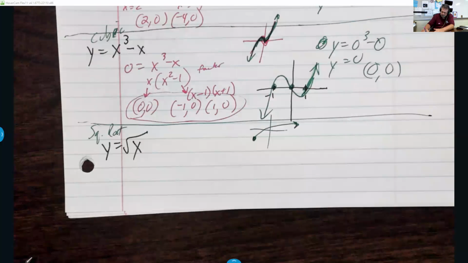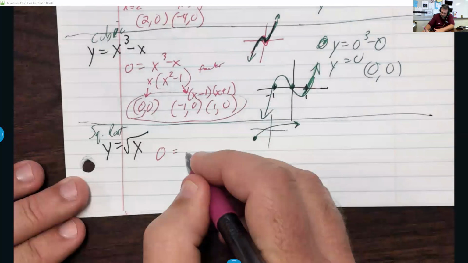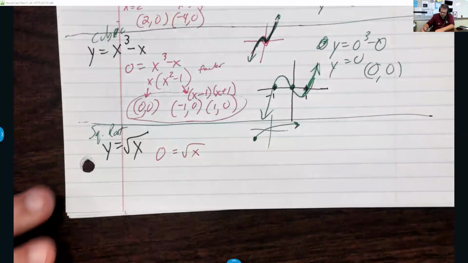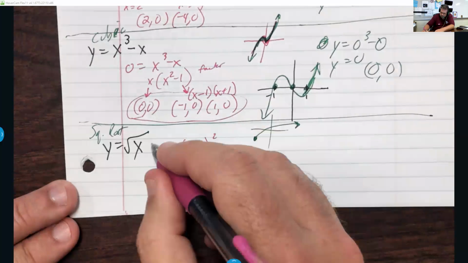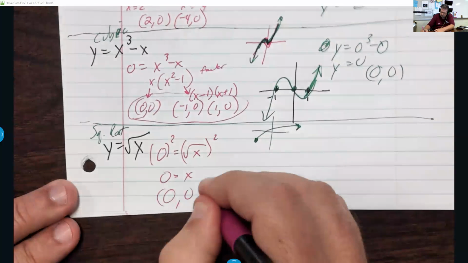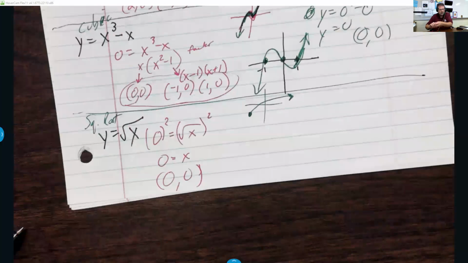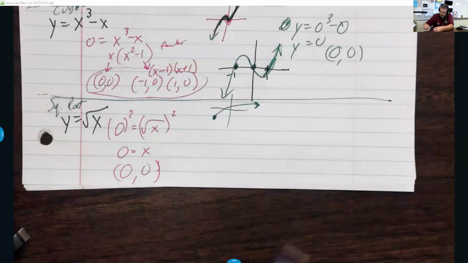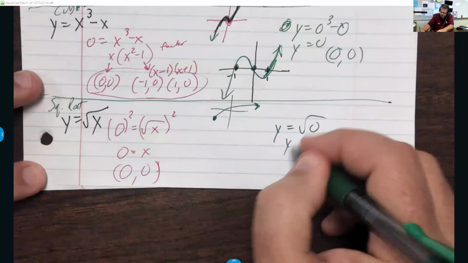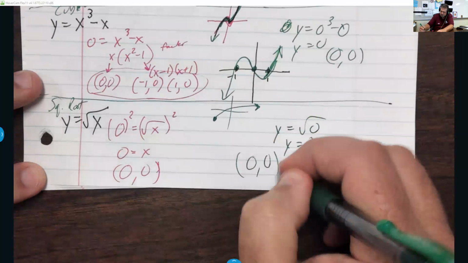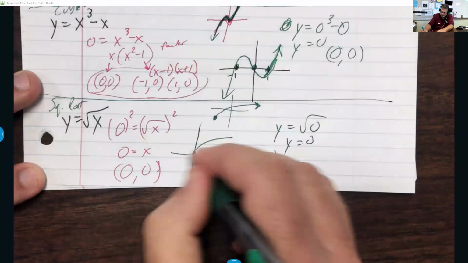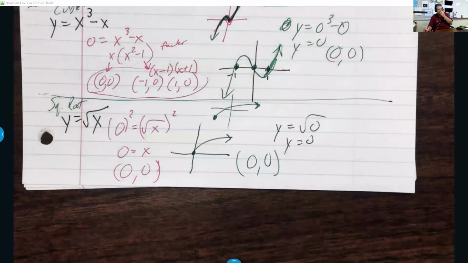So when I put 0 in for y, square root of x, to solve for x, we have to square both sides. So x is going to be 0. So we got an x-intercept at 0, 0. And then to get the y's, y is equal to the square root of 0, which is y is 0, which means a y-intercept at 0, 0, which is the same point, because what happens is you have the grid right there. It looks like that.